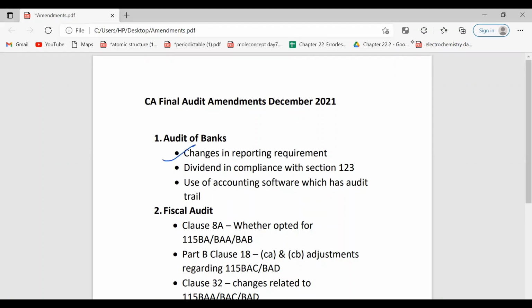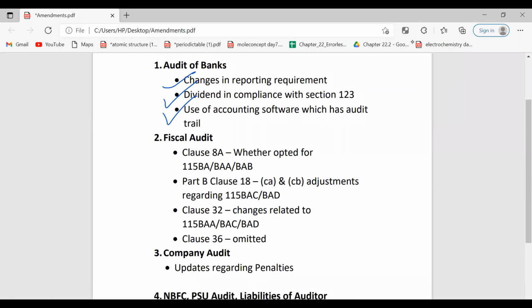Second is the additional reporting requirement for the auditor: whether the dividend is in compliance with section 123 of the Companies Act. And the last is whether the firm or the company is using accounting software which prepares an audit trail. So these are all the three additions that have occurred in the reporting requirements for the auditors. Now, the second major amendment is in the fiscal audit, which is Form number 3CD.